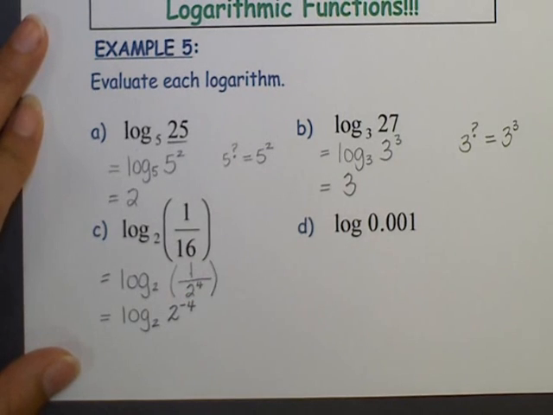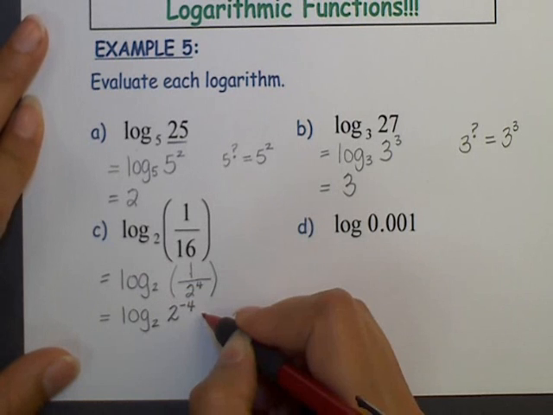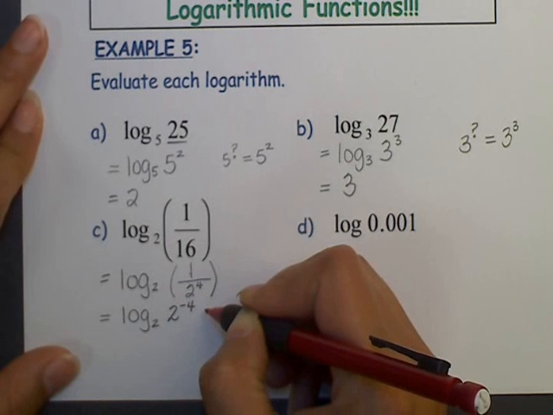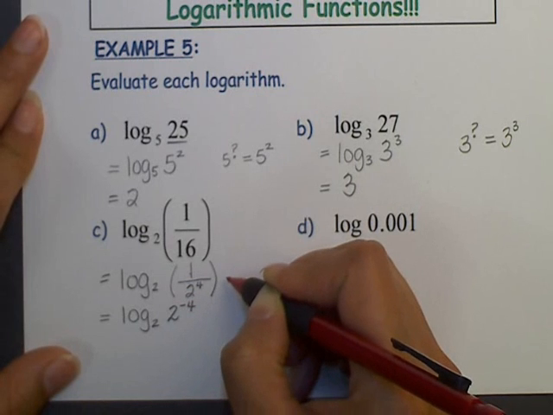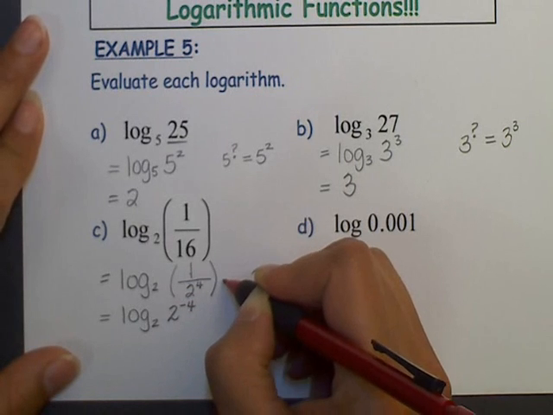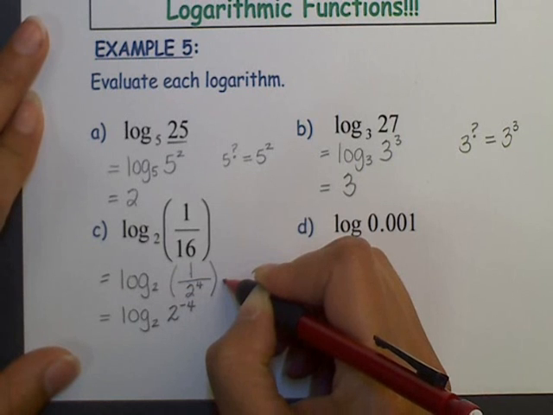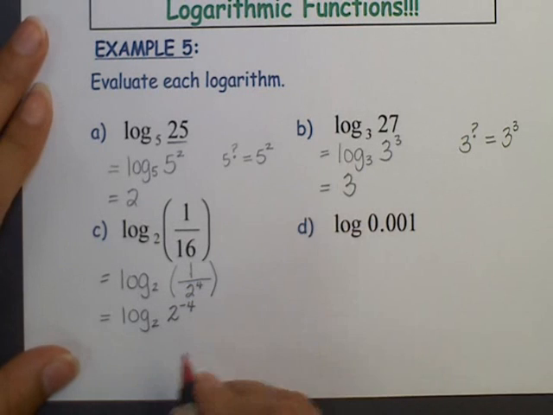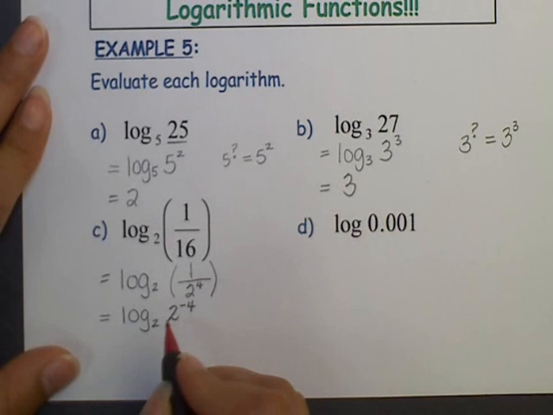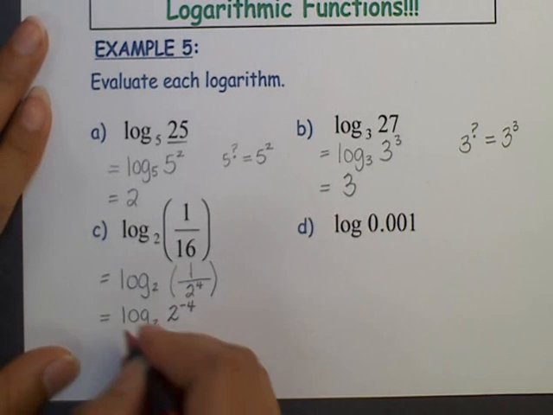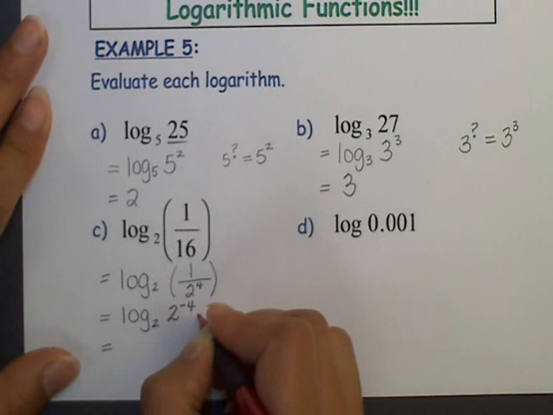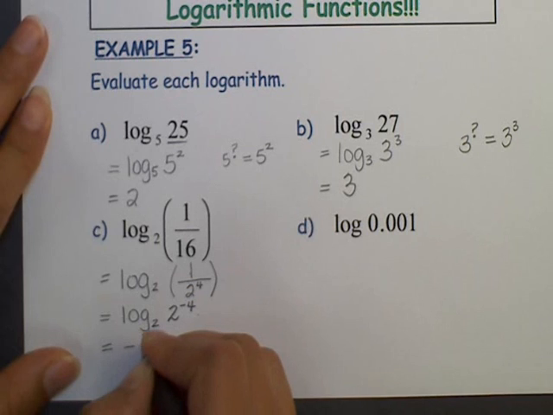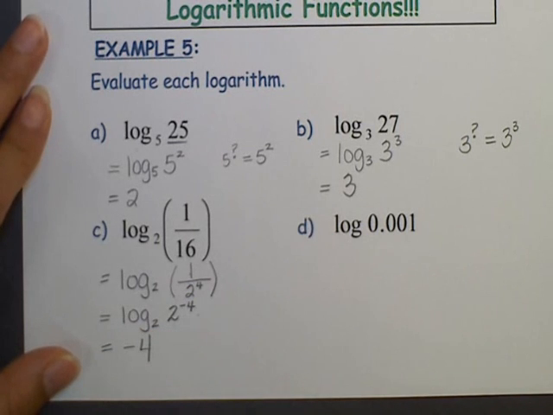Okay? Just to look at this again, just to make sure I'm correct. 2 to the exponent negative 4 is the same as 1 over 2 to the exponent positive 4. And that's the same as 1 over 16. So we're on the right track. And so now that the base of the answer is the same as the base of the logarithm, I know that the exponent in the answer part is what the logarithm would be equal to. So negative 4 in this case.